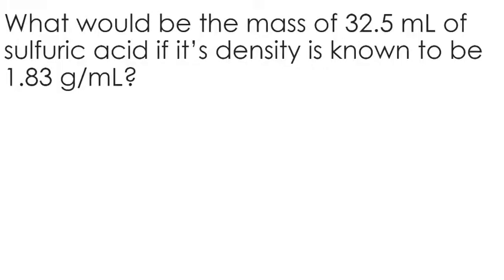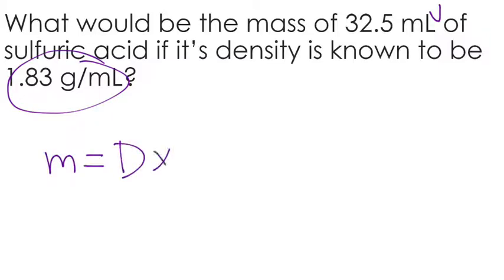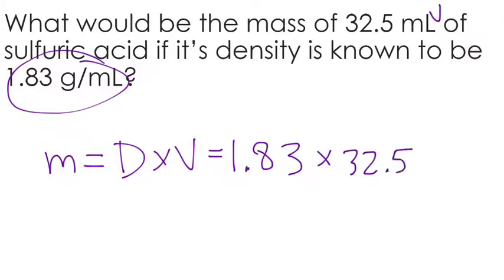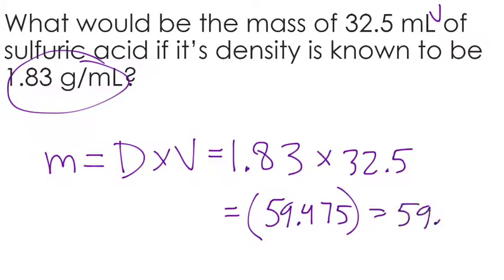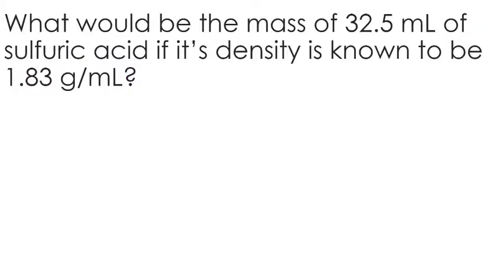So here, this is asking us for mass, and it's giving us this volume and our density here. So I could do this with dimensional analysis. Well, you could as well, I'm sure. But if we want to solve for mass without dimensional analysis, we just need to remember to multiply together these two numbers, density times volume, and that gives me an unrounded answer of 59.475, which would round to 59.5 grams.